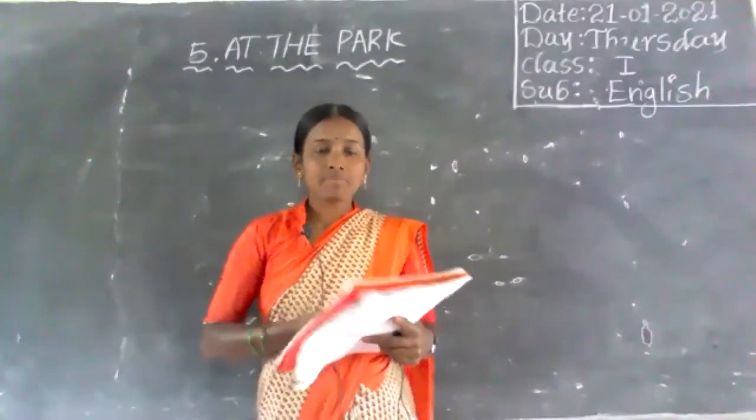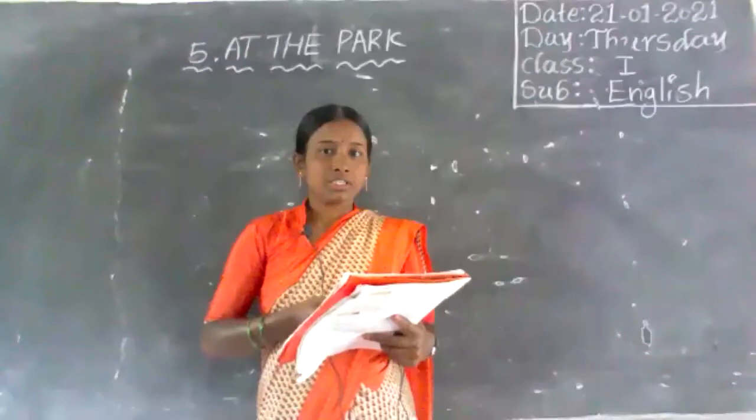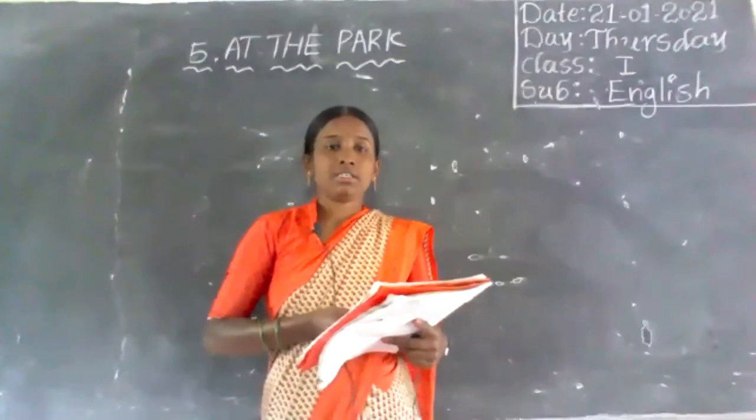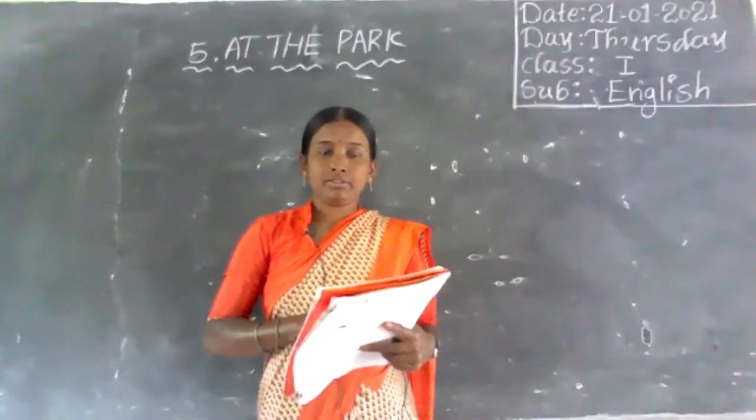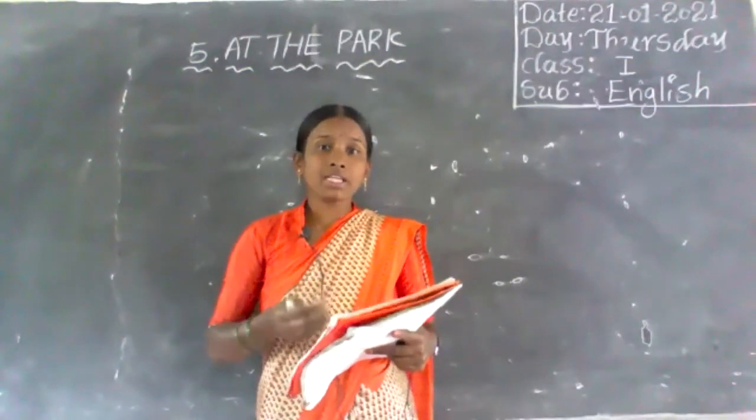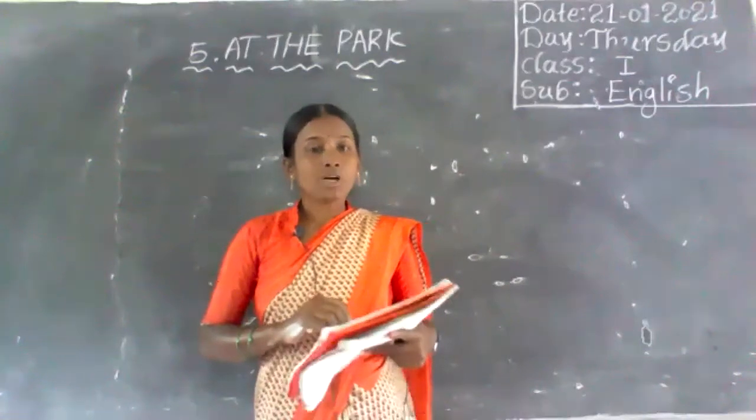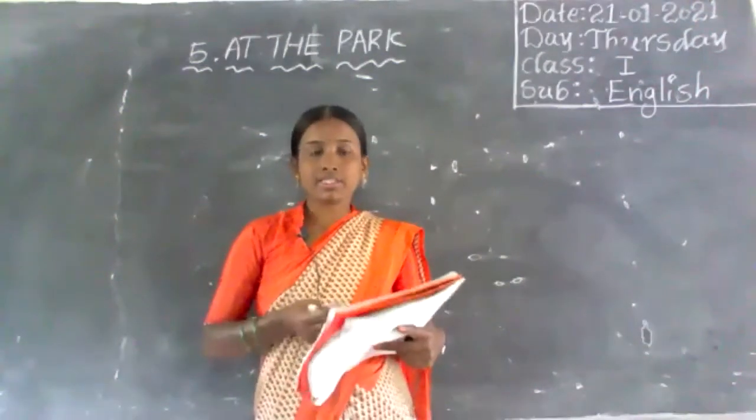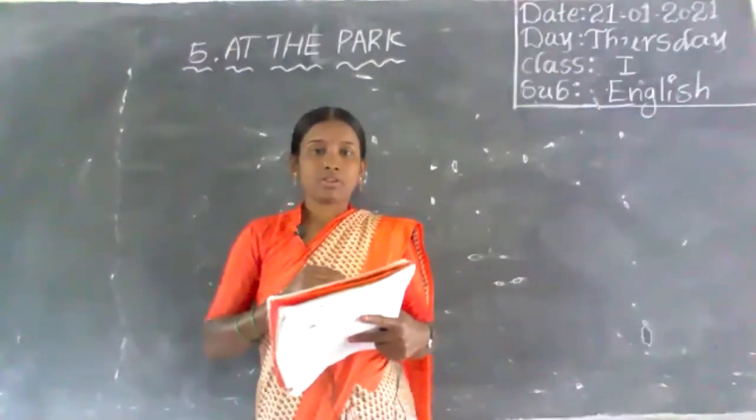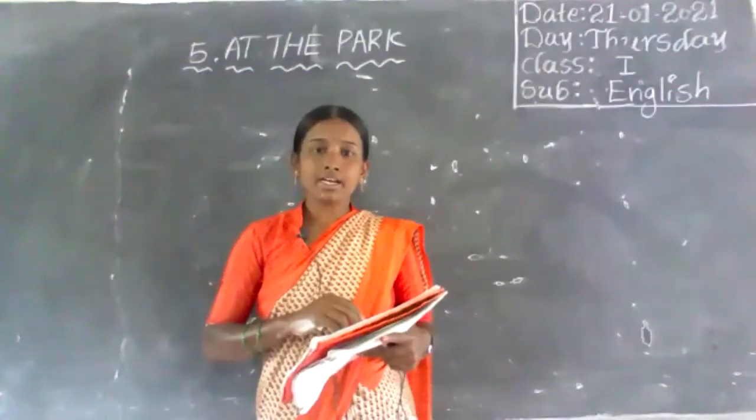Games, walking, jogging, playing, running. Enjoying the park. Some of the children are playing. Some of the people are sitting on the benches. Birds are there. Animals. Some trees are big. Some trees are small. Which color? Green in color. Trees are green in color.